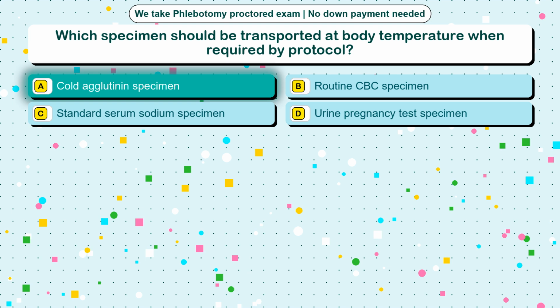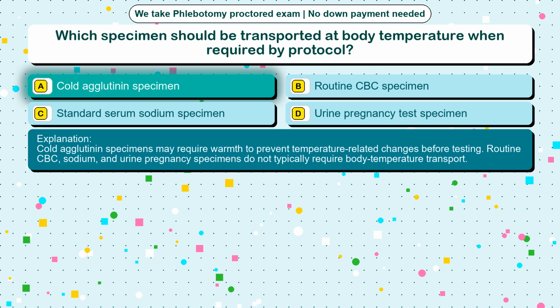The correct answer is option A, cold agglutinin specimen. Cold agglutinin specimens may require warmth to prevent temperature-related changes before testing. Routine CBC, sodium, and urine pregnancy specimens do not typically require body temperature transport.